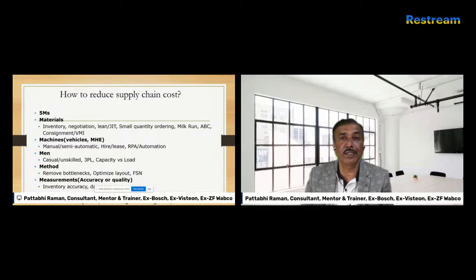Especially in the warehouse operation, there are a lot of unskilled operations like unloading, loading, counting, opening, packing. For this you need not spend iron money and get people. You can get a casual laborer, or you can also outsource through a third party called 3PL, third party logistics. But in any case, you need to understand what capacity is available and what is the load on that capacity. If you are clear on that, then it's fine.